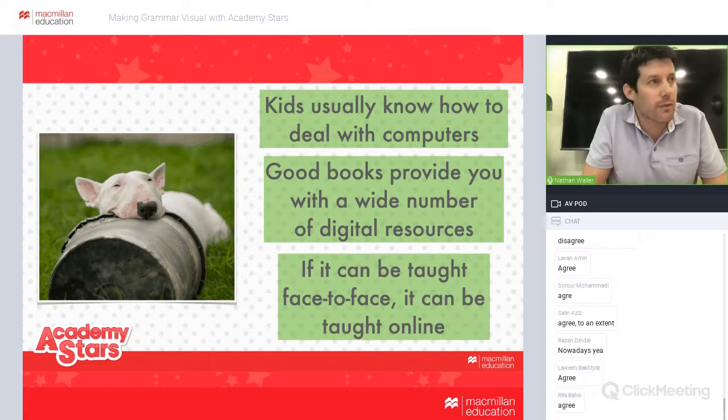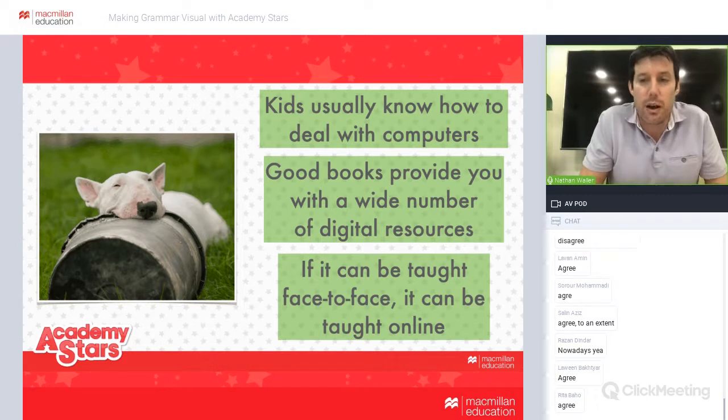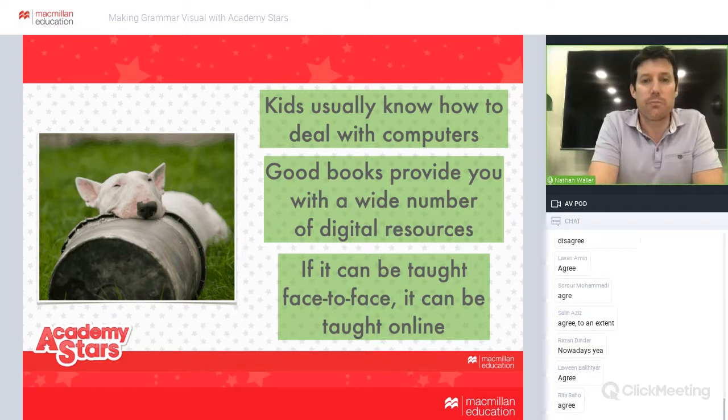I think if you're a psychologist, you're probably looking at it from the perspective of, well, it's about familiarity. So if you have something in your environment a lot, you become more familiar with it. You have, I guess, an appreciation of how to use it a little bit more. Children are amazing visual learners. They will watch everything. Babies through to toddlers are continuously watching and listening and figuring out what to do. Second one, good books provide you with a wide number of digital resources.